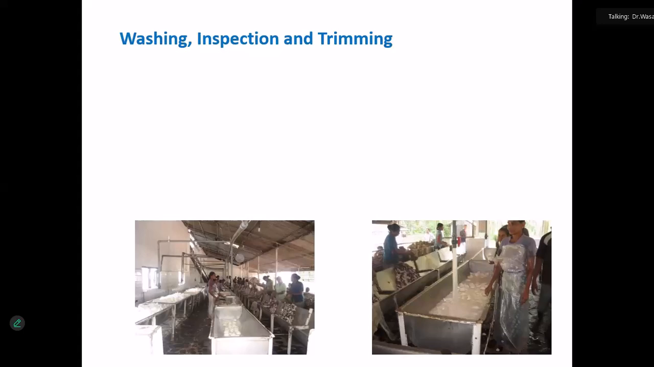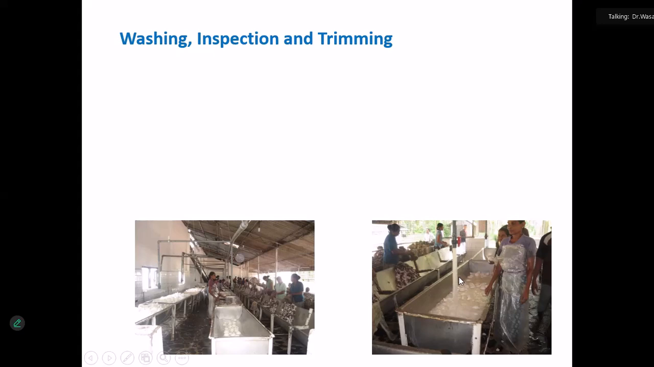The next step is washing, inspection, and trimming. So far we discussed seasoning, dehusking, hatcheting, pairing. Finished 4 steps. The 5th step, washing, inspection, and trimming. You can see here, this is white color. Now no more brown color.